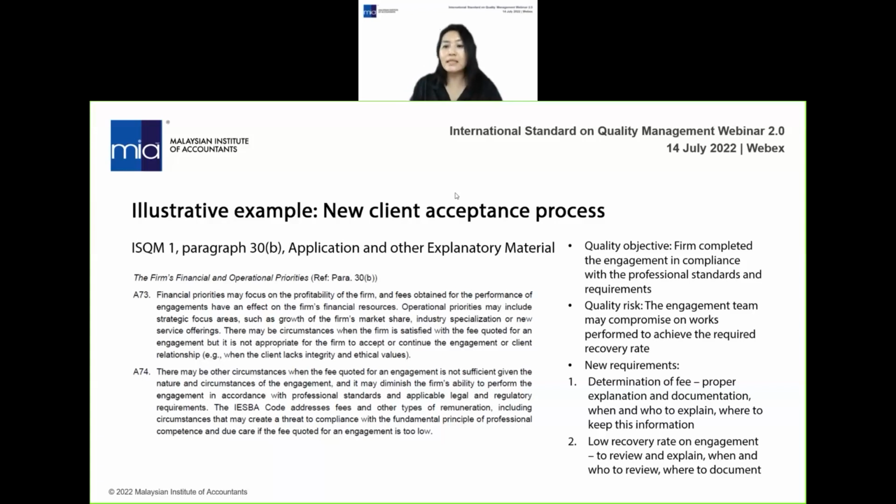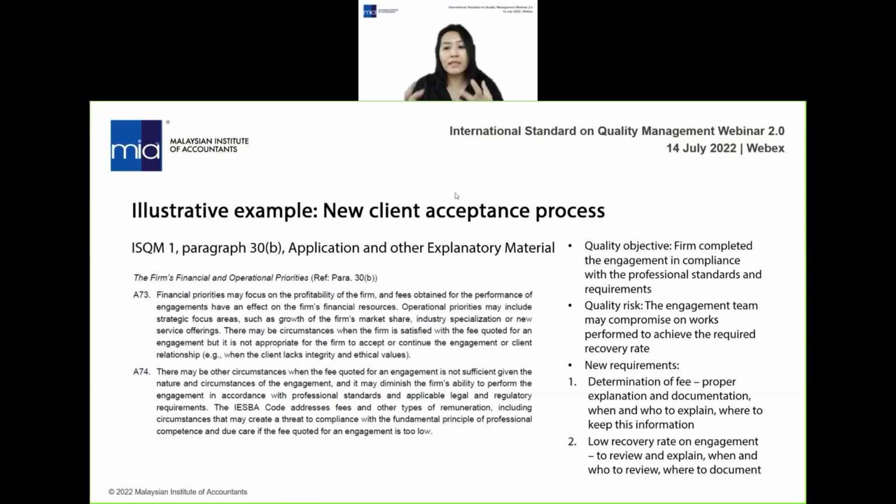The only thing is you have to do it in a more proper way, that is to do documentation and be very clear about when and who explains these determinations of fee, right? And where you keep this information, right? When you're doing that in your brain, the only thing you now need to do is to put that into black and white, all right?